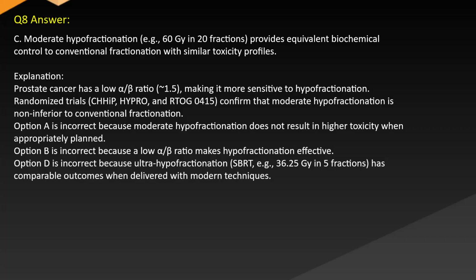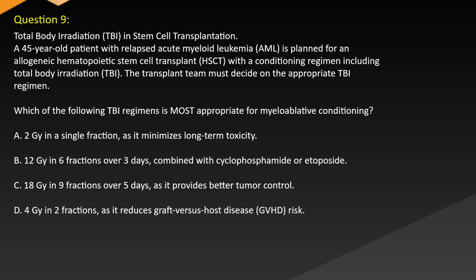Conventional fractionation. Option A is incorrect because moderate hypofractionation does not result in higher toxicity when appropriately planned. Option B is incorrect because the low alpha/beta ratio makes hypofractionation effective. Option D is incorrect because ultra hypofractionation, SBRT 36.25 Gy in 5 fractions, has comparable outcomes when delivered with modern techniques. Question 9. Total body irradiation (TBI) in stem cell transplantation.